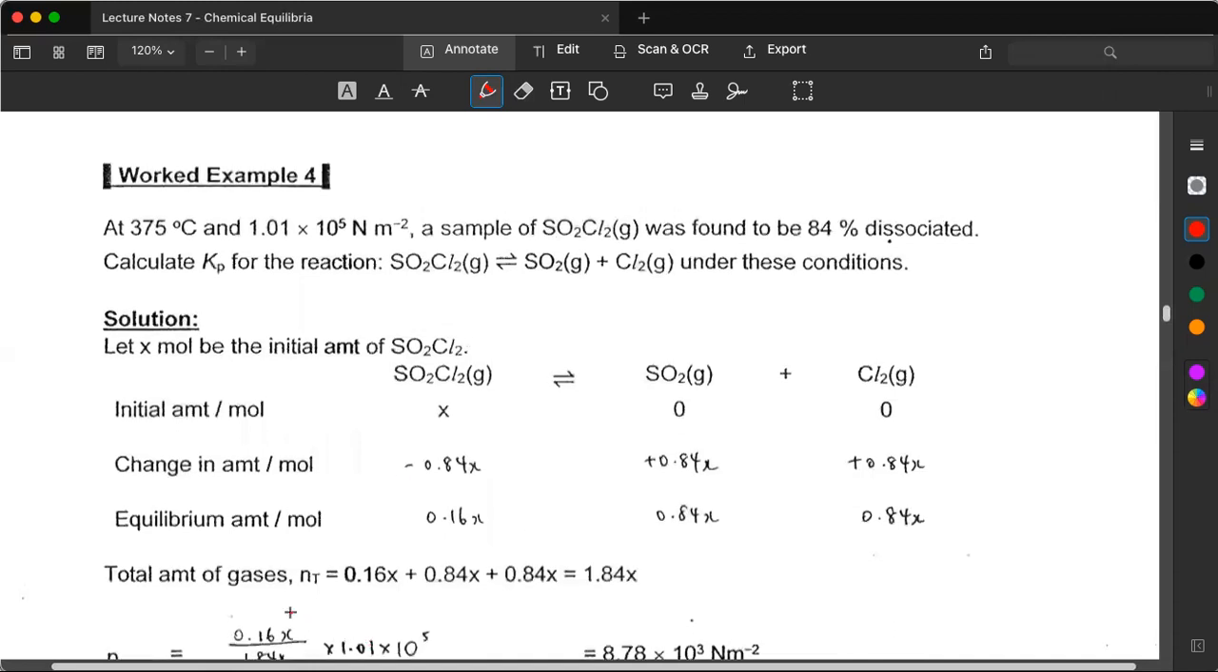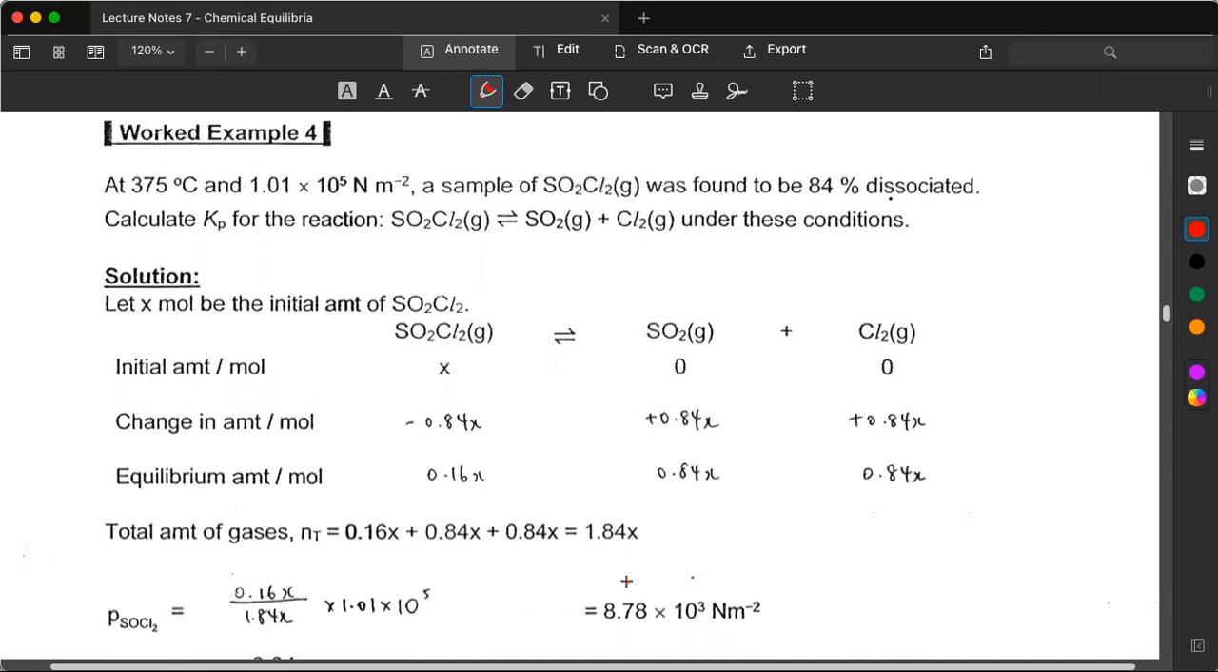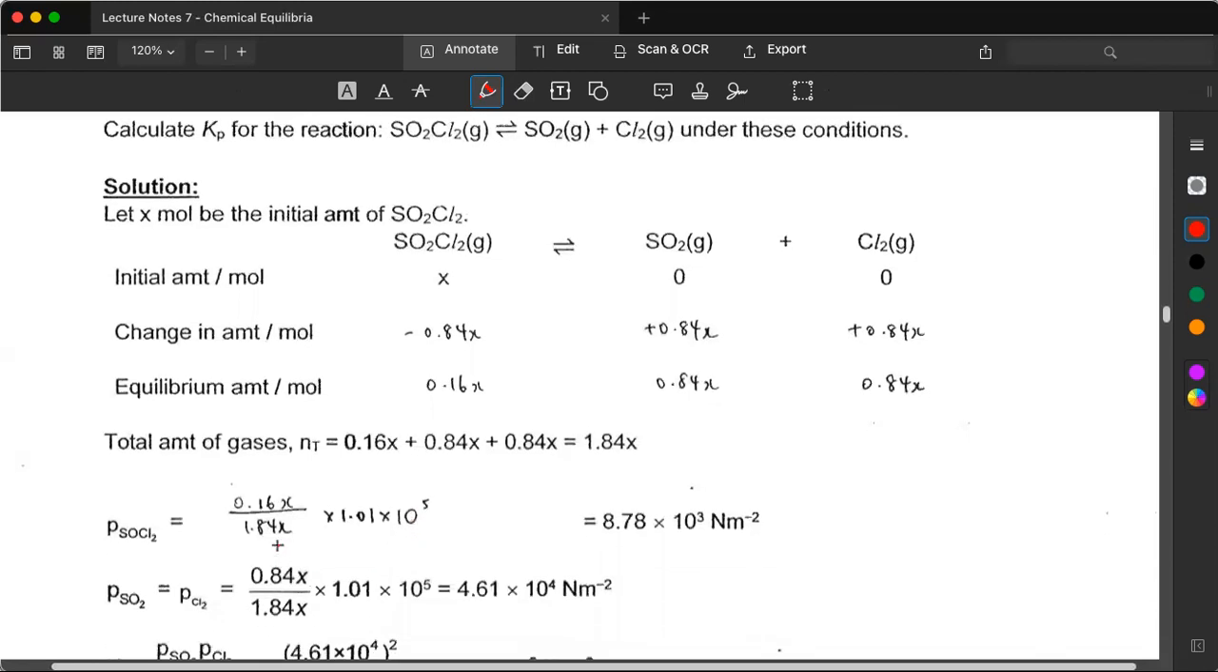Then just add, and calculate the total amount of gas first. You get 1.84. You know why? This is amount, not pressure. I need to find KP in terms of partial pressure, so this is not enough. You need to do the partial pressure calculation, Dalton's law. So there's one extra step. Be careful, it's amount, not pressure.